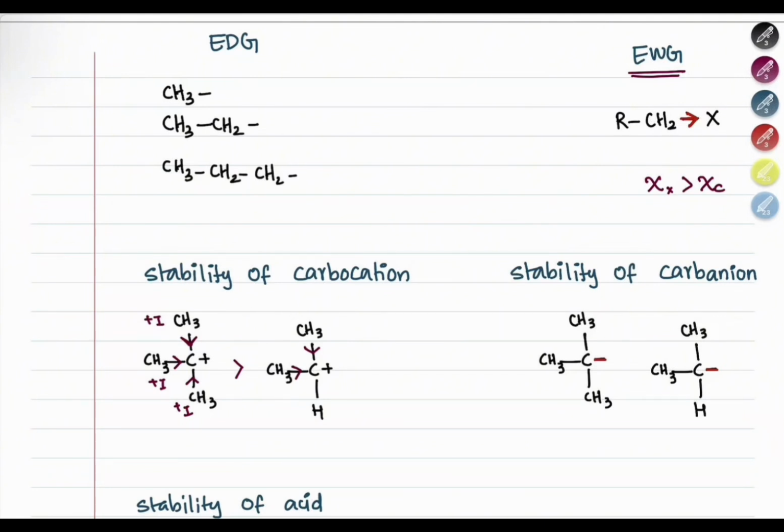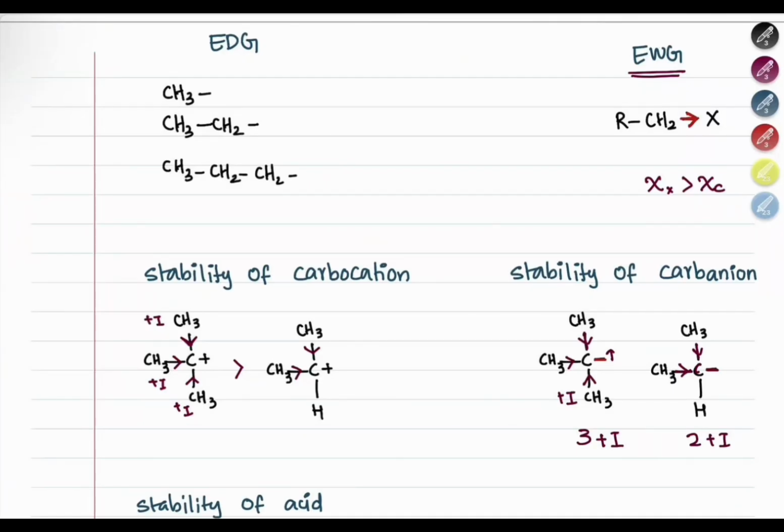Here there are 3 methyl groups. So these 3 will donate electron density through plus I effect, and in this carbon, the electron density will again increase. Right? In the second molecule, only 2 methyl groups. So these 2 methyl groups will donate electron density to this carbon. So the electron density of the carbanion will again increase. But if we are comparing both these molecules, in the first molecule, there are 3 CH3 groups, so 3 plus I effect. In the second molecule, only 2 CH3, so 2 plus I effect. So the electron donation in the first molecule is higher than the second molecule.